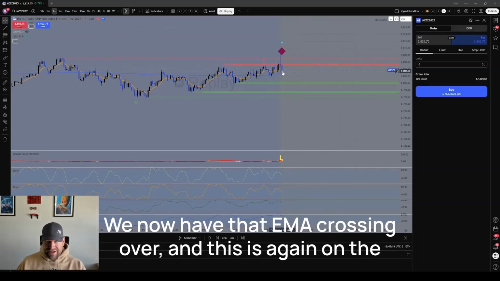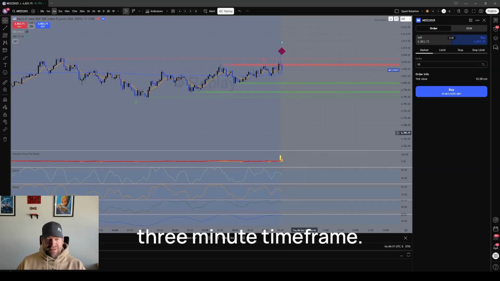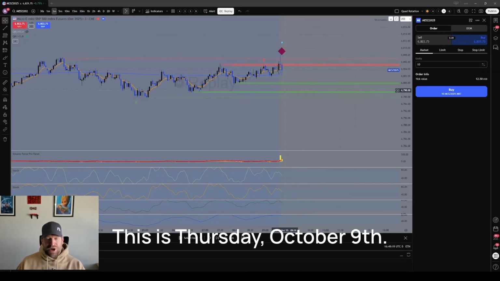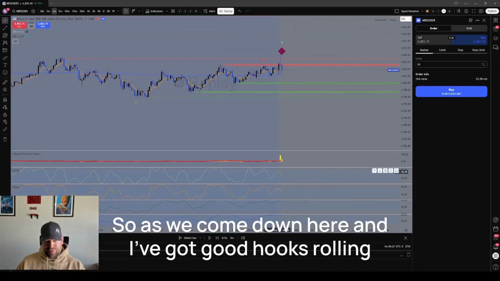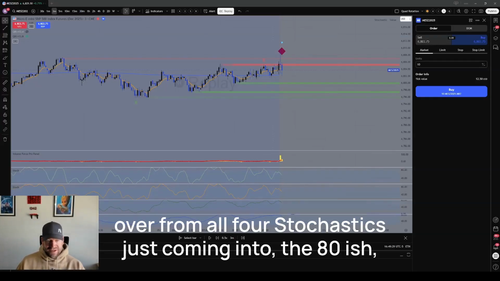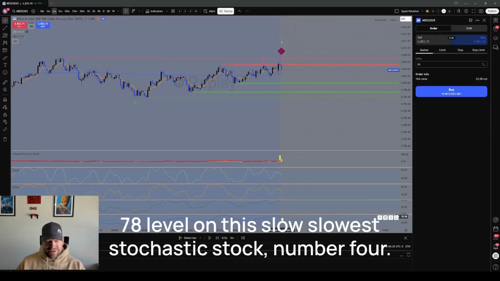We now have that EMA crossing over, and this is again on the 3-minute time frame. This is Thursday, October 9th. And you can see we're a little bit above that VWAP. So as we come down here, and I've got good hooks rolling over from all four stochastics, just coming into the 80-ish, 78 level on this slowest stochastic, stoch number 4.